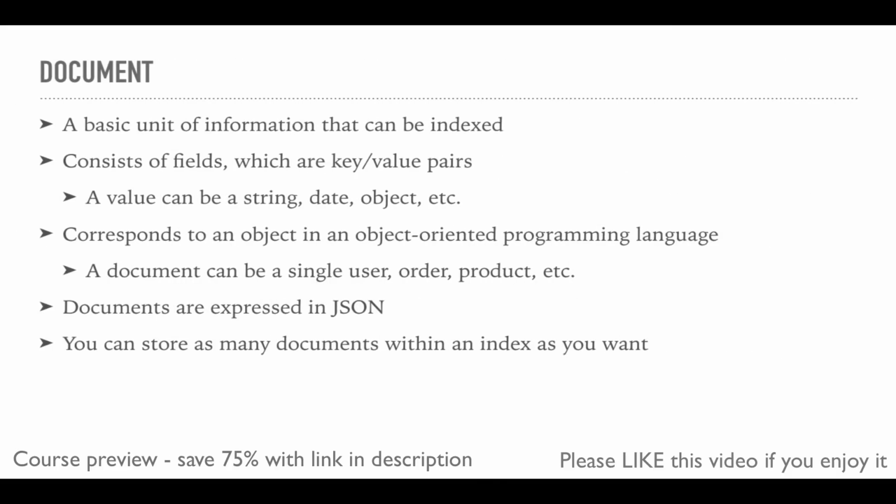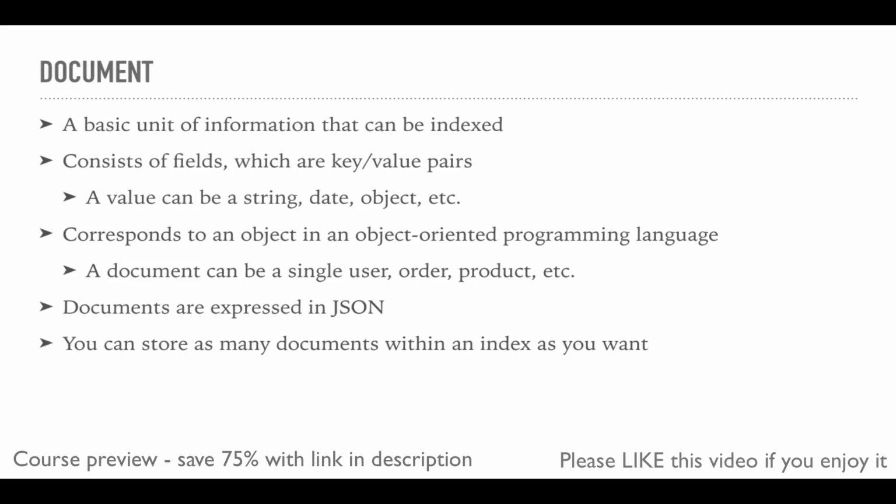The next concept that I will explain is a document. A document is a basic unit of information that can be indexed. It consists of fields, which are key value pairs, where a value can be of various types, such as strings, dates, objects, etc. A document corresponds to an object in an object-oriented programming language, and a document type corresponds to a class. An example of a document could be a single user or a product. Documents are expressed as JSON objects, and you can store as many documents within an index as you want.